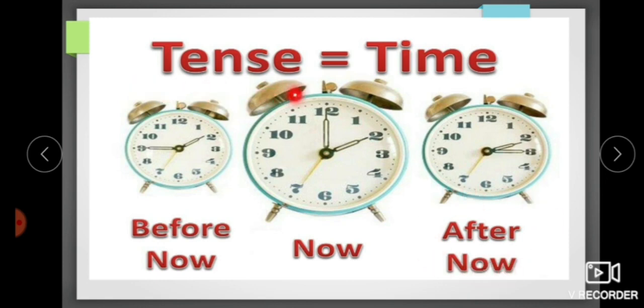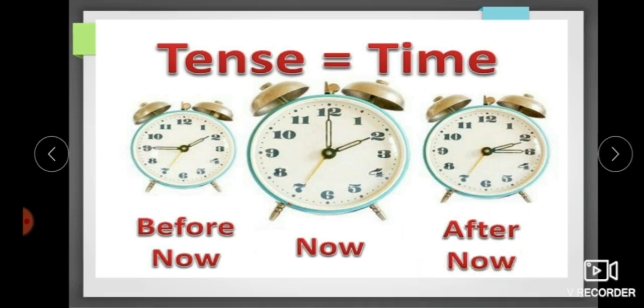Same way, tenses are also equal to time. Tenses also depends on that time. Here before now means past tense, now means it is in present tense, and after now means it is in future tense. So we can say tense is equal to time. That is, present tense is equal to present time, past tense is equal to past time, and future tense is equal to future time.